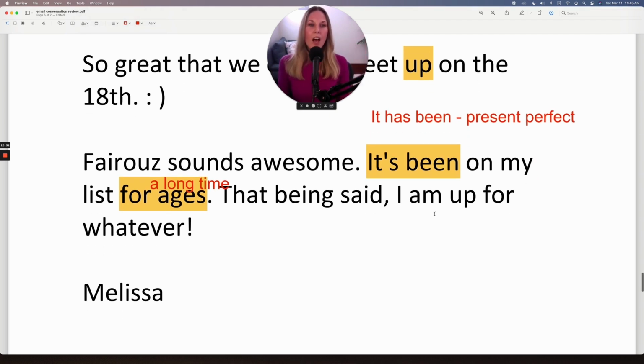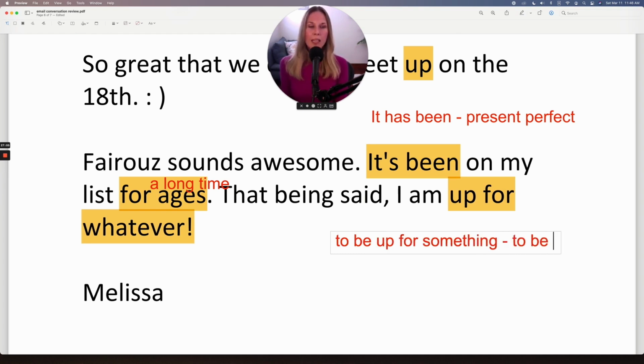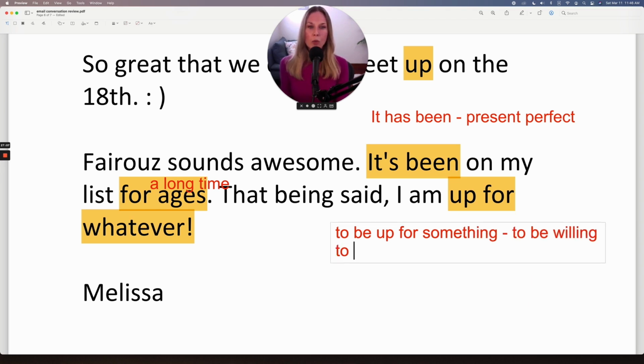"That being said, I'm up for whatever." So Melissa is doing the same thing because Harm hasn't told us if she wants Farouz or a different restaurant. So Melissa is also saying, if you don't want to go to Farouz, that's okay with me. I'm up for whatever. To be up for something, this is a very casual expression. This means to be willing to do or try something.